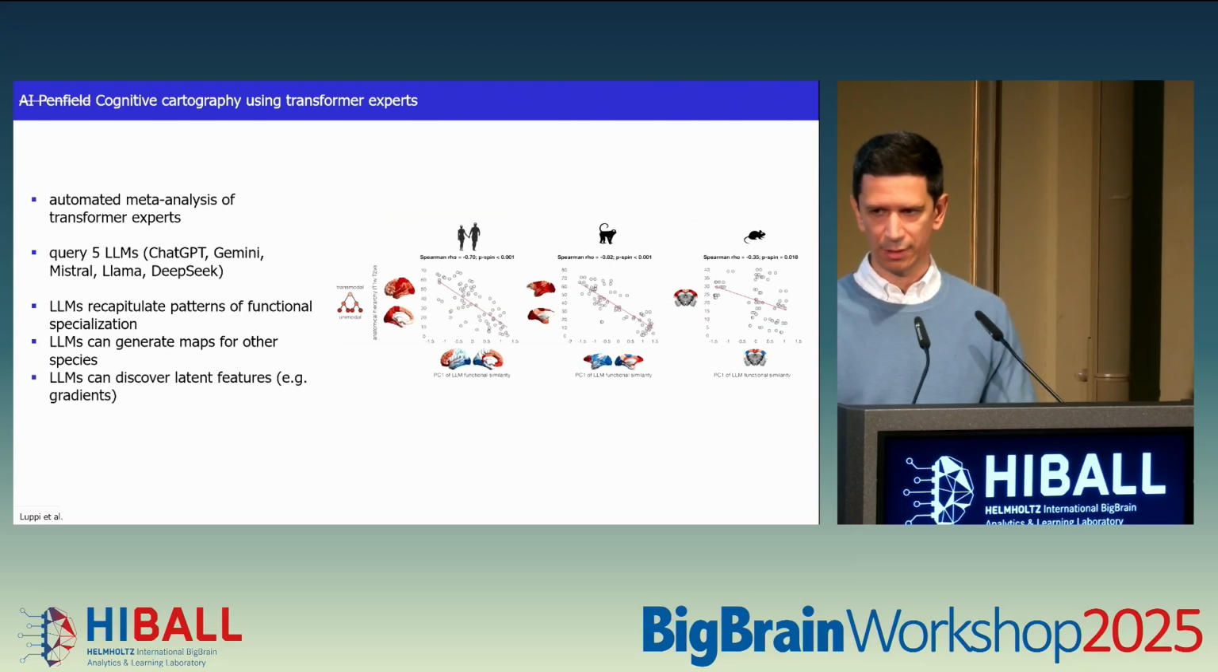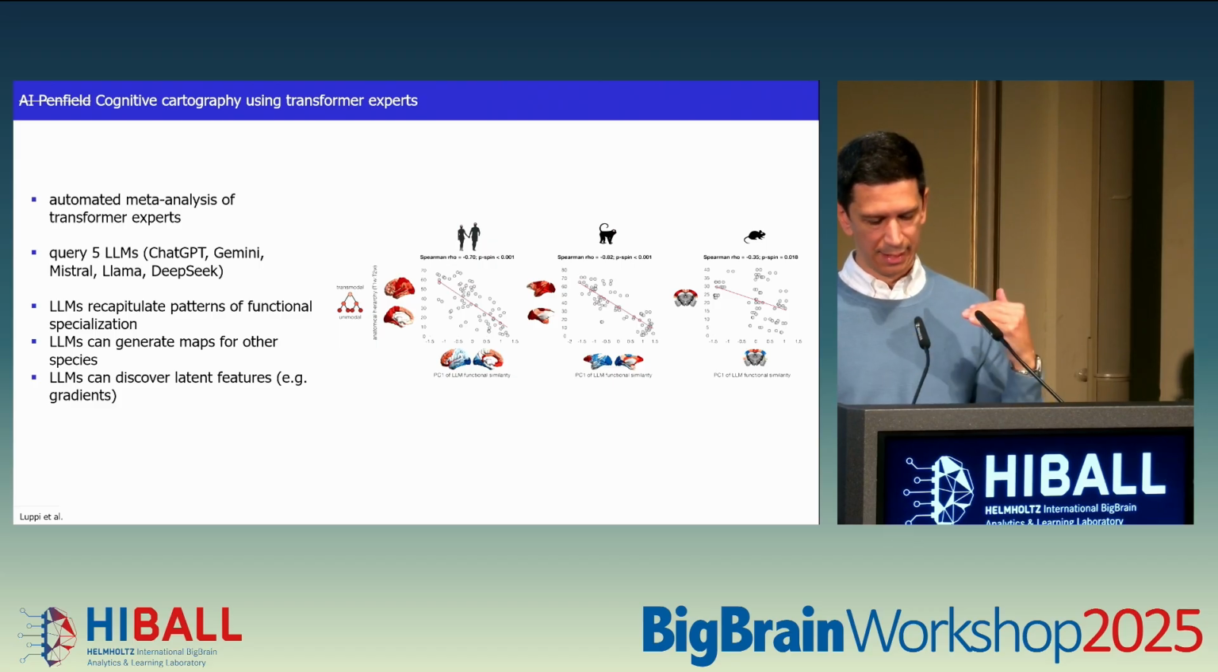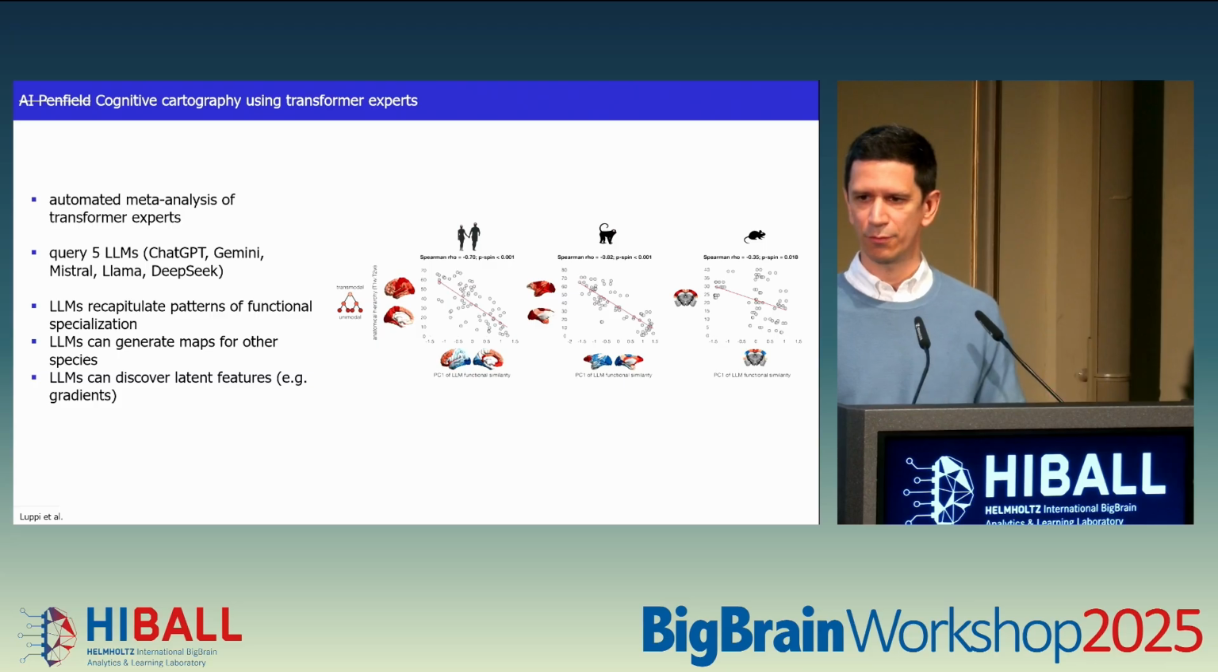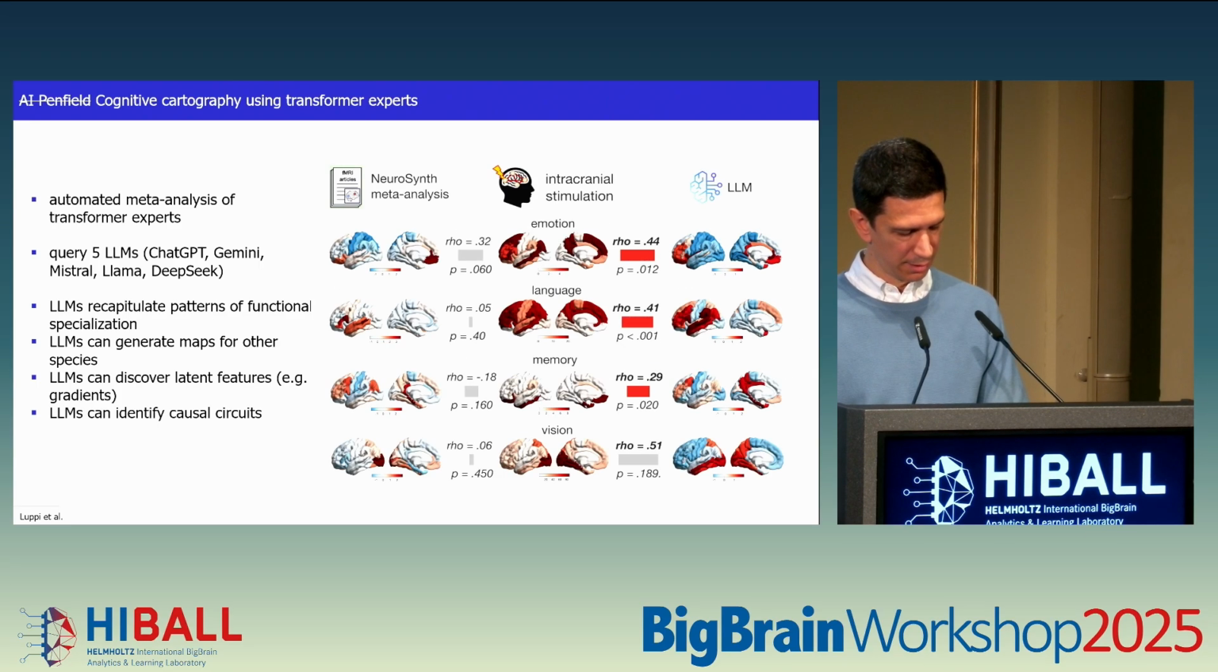It can also discover latent features, other than just the maps that it's producing. One way to get these unimodal transmodal gradients is to look at T1, T2 maps, so like intracortical myelin. So we can do this. That's what you're seeing on the y-axis in the human, macaque, and mouse. And then we can try to see if we can find the same gradients looking at the meta-analytic results from LLMs. And again, you can see that they can all discover additional features that are more hidden in the data. And the last thing I'll show you is that they can also identify causal circuits.